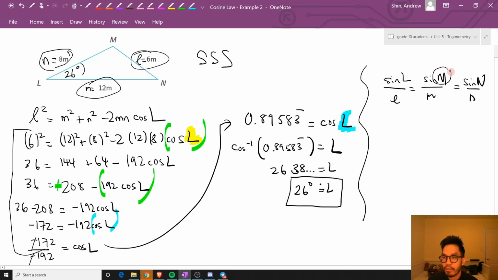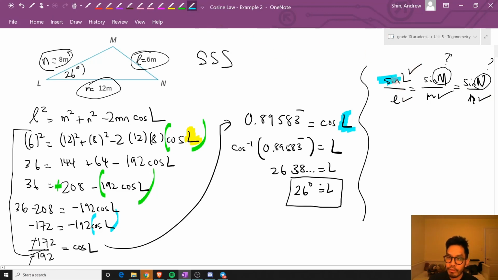So you'd either find this or this, because you have small m, you have small n, you have big L, and you now have small l. So this is the one you'd be using for sure, because you have all the numbers for this one, and then you choose another expression to create an equation and solve for either big M or big N.